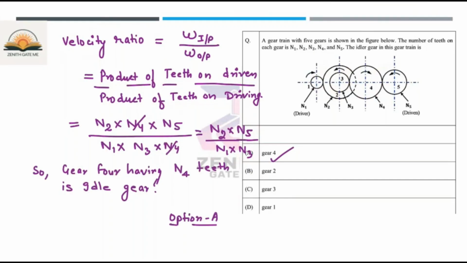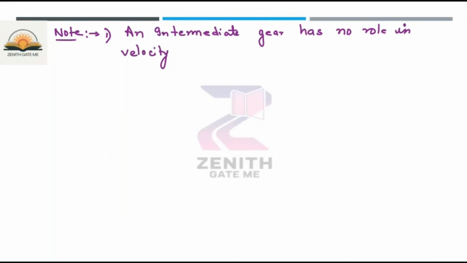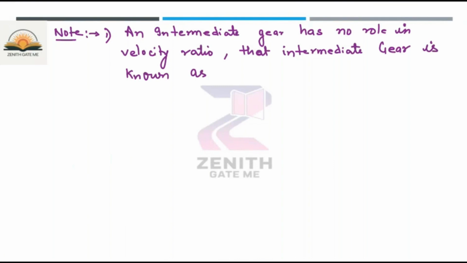Now there are certain important note points I want to discuss regarding the idle gear. The first one is: an intermediate gear which doesn't have any role in the velocity ratio is known as an idle gear.